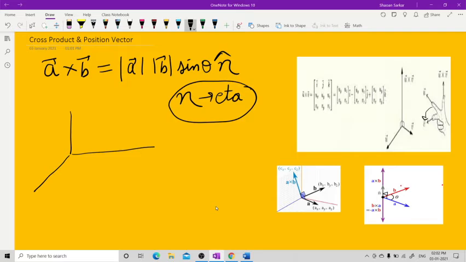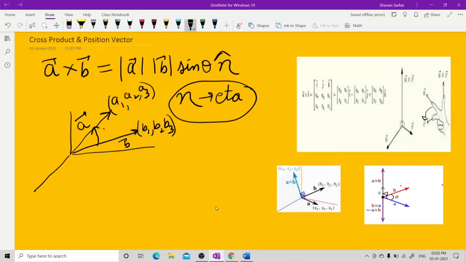Now, in space, any vector A is written as A1, A2, and A3. These are your coordinates basically. Just a minute, let me rub it and make it more clear. Yes, this is A3. Now this is the X, Y, and Z coordinate of this vector. Now there is another vector B like this, which has coordinates B1, the X coordinate, B2, the Y coordinate, and B3, the Z coordinate. Now this is the angle between these two vectors.